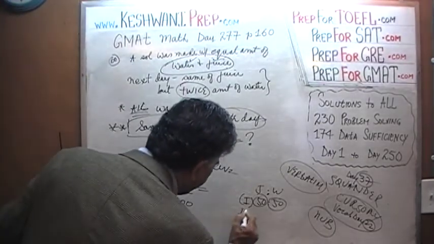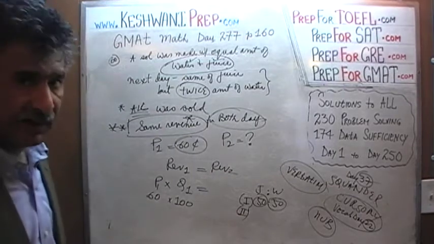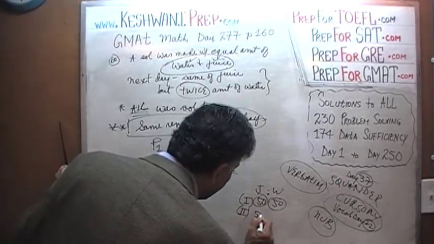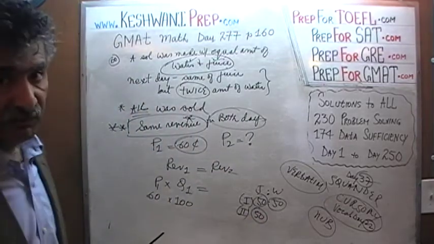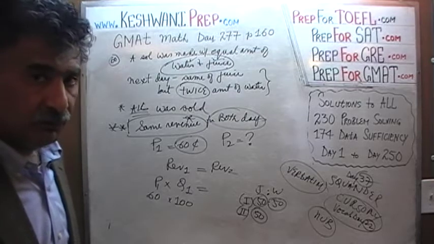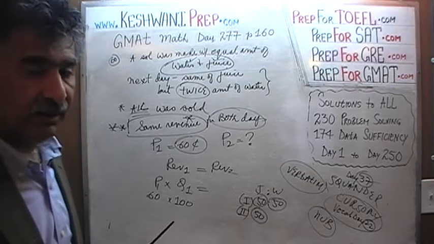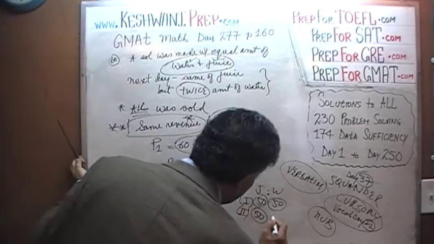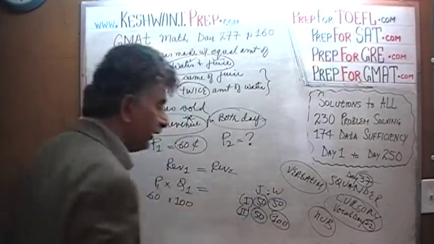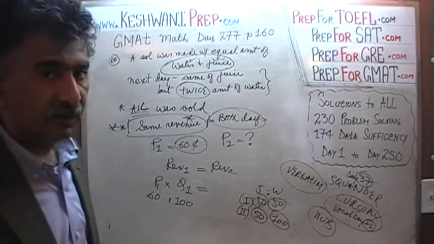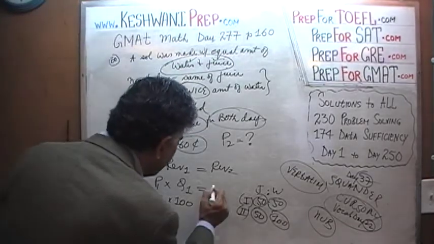On the second day, what was the quantity that we sell? Well, on the second day, we are told that we are still using the same amount of juice. So if we use 50 glasses of juice on the first day, on the second day we are still using 50 glasses of juice. It's just that the amount of water that we are using is twice as much, which means we have 100 units of water for a total of 150 units. On the second day we sold 150 units.